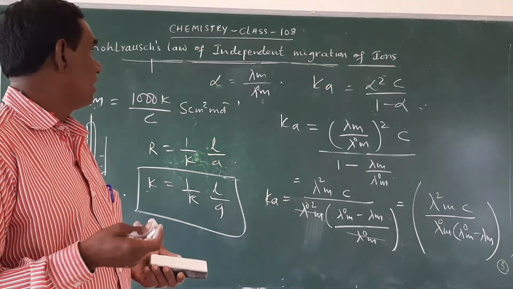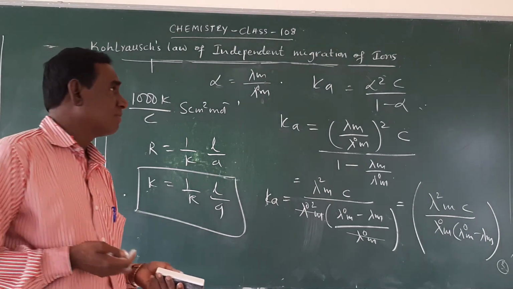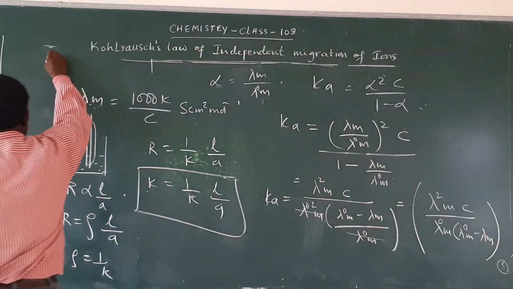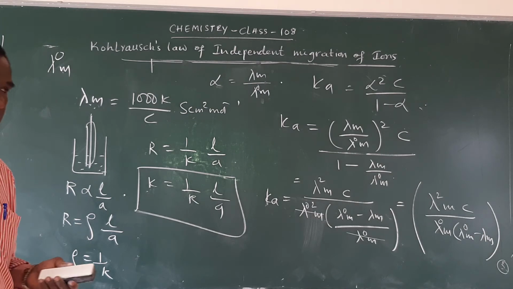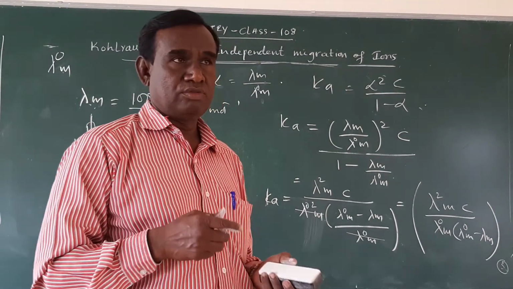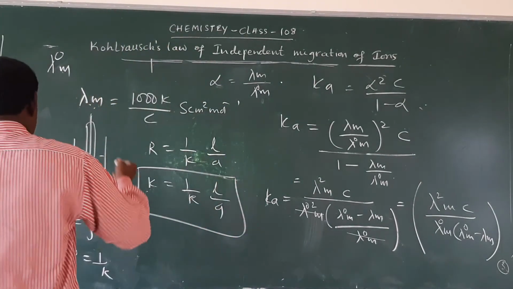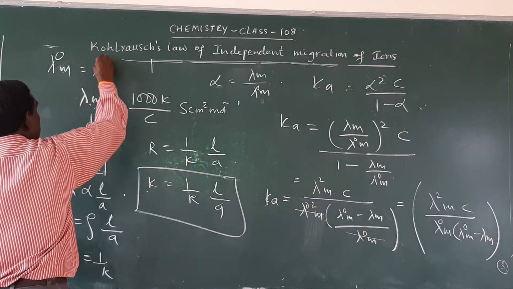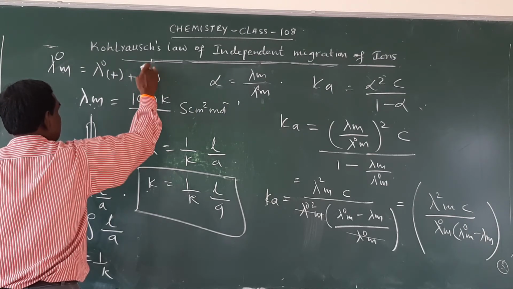So finally, I explain Kohlrausch law. What is the statement of Kohlrausch law? Kohlrausch law states that the limiting molar conductivity, that is lambda naught m, which is the molar conductivity of an electrolyte at infinite dilution, is equal to the sum of the molar conductivities of cations and anions in the electrolyte solution.